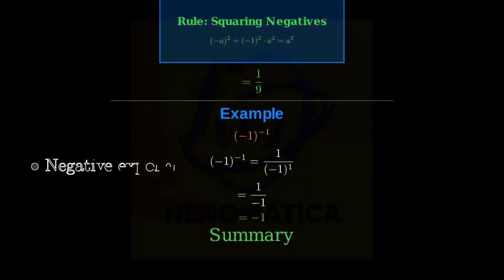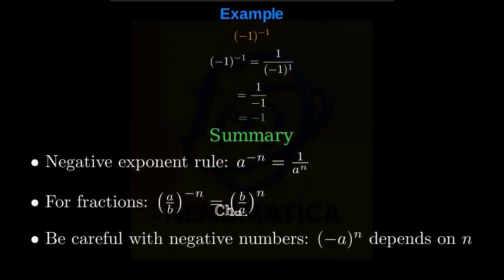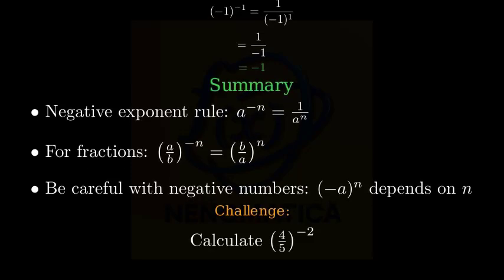Let's summarize what we learned. When dealing with negative exponents, we can rewrite them using the reciprocal of the base with a positive exponent. For fractions with negative exponents, we invert the fraction and make the exponent positive. And when dealing with negative numbers raised to exponents, we need to be careful to follow the correct order of operations. Challenge: can you explain why the negative exponent causes the base to invert?